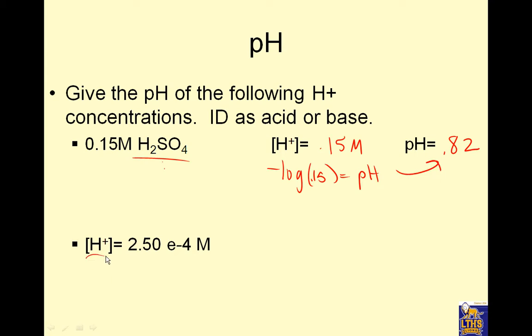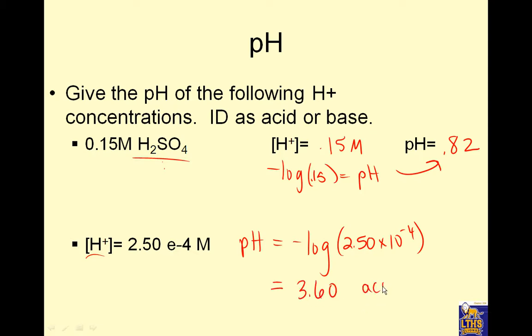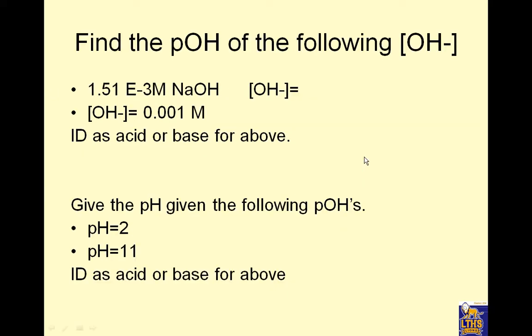Okay, now here it's telling you the hydrogen ion concentration straight up. So you just take the negative log of 2.50 times 10 to the negative fourth, and you find out that you get a pH of 3.60, and that's an acid. So is this. Okay, which has more hydrogen ion? This one, it has 0.15 molar.